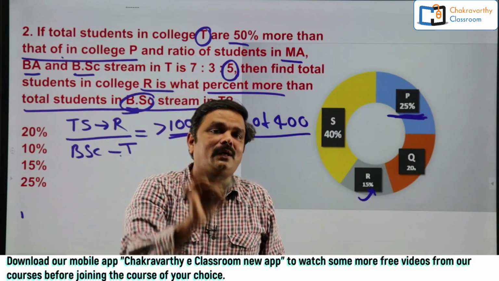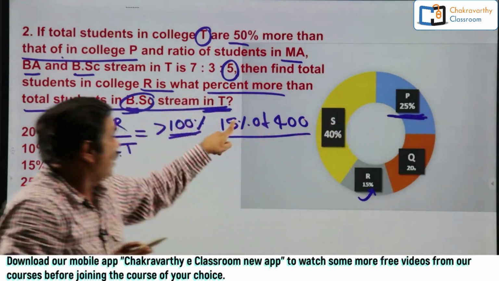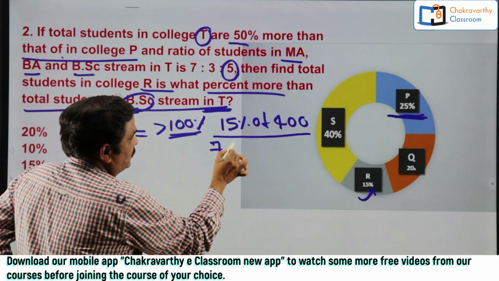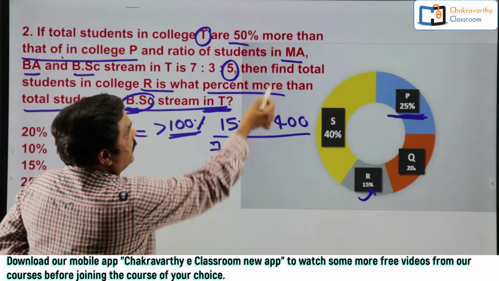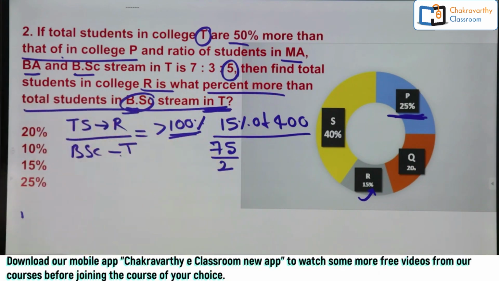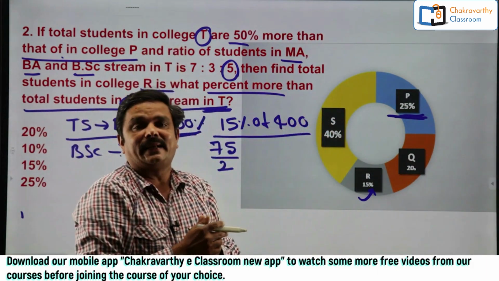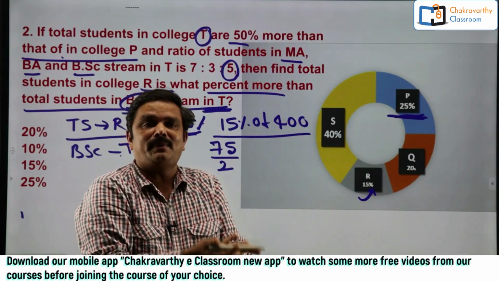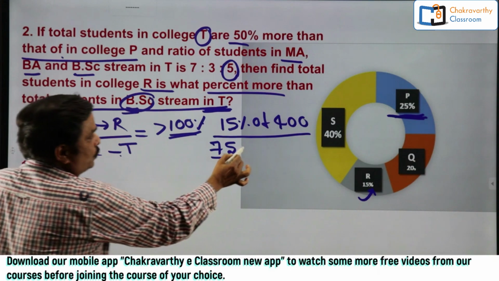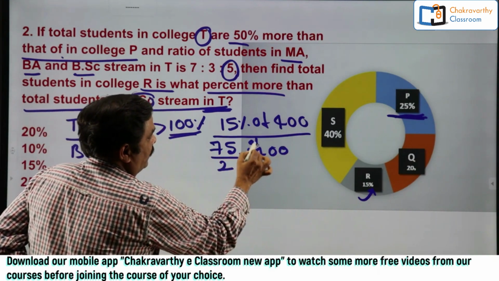75 by 2 means 37.5%. Don't convert that into a fraction because I have already taken this as a percentage. So I am writing this as 75 by 2. Yes or no, right? So that is 50% more than 25%. 50% more than 25% means 25% into 3 by 2. So 75 by 2 percent of 400.